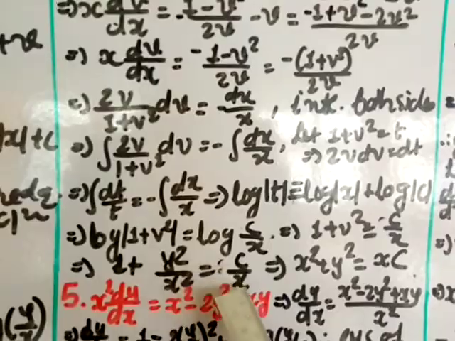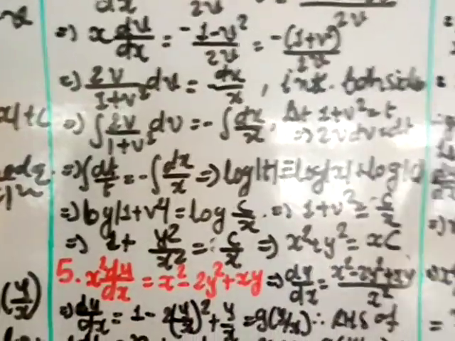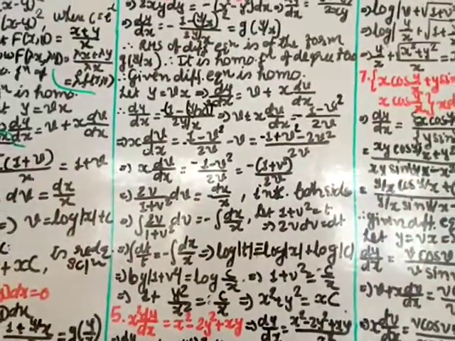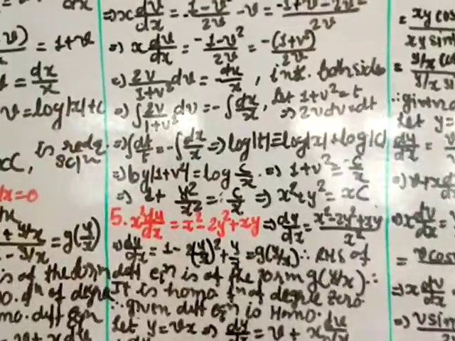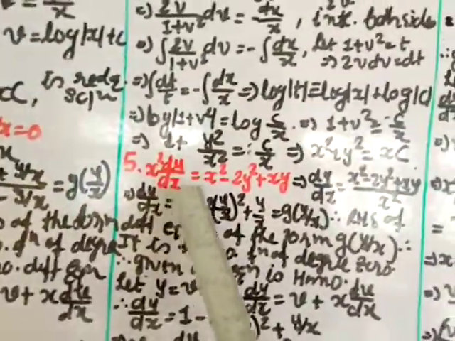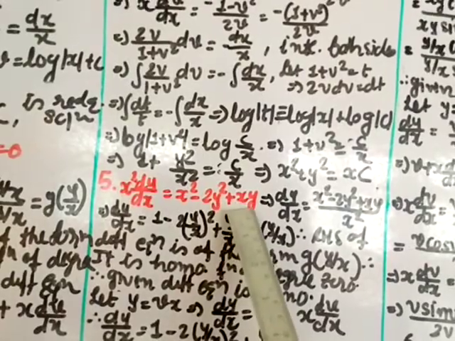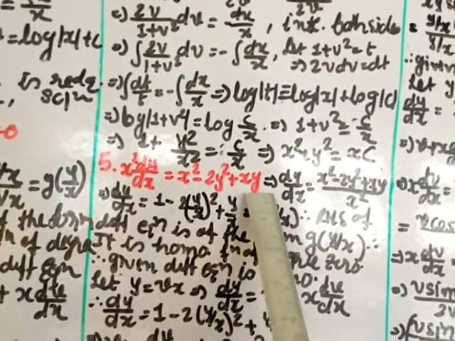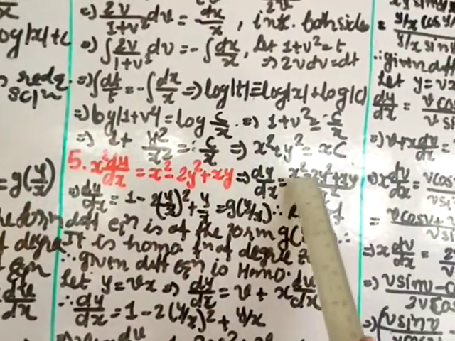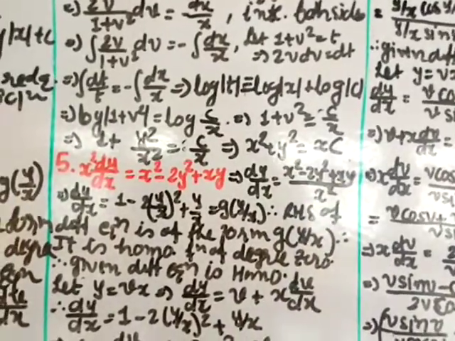So when you transfer x square and x, 1 by x square, you get x into c. So that is the solution for the given differential equation. Question number 5. x square dy by dx equal to x square minus 2y square plus xy. x square you transfer over here, it will go in the denominator. So dy by dx equal to x square minus 2y square plus xy divided by x square.